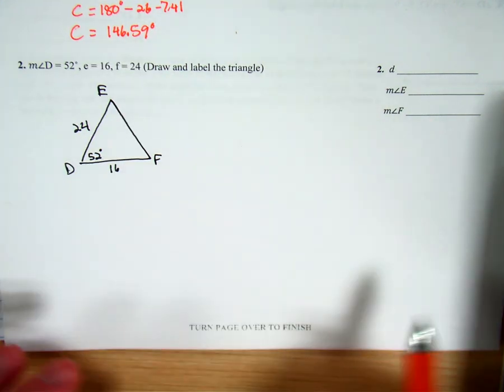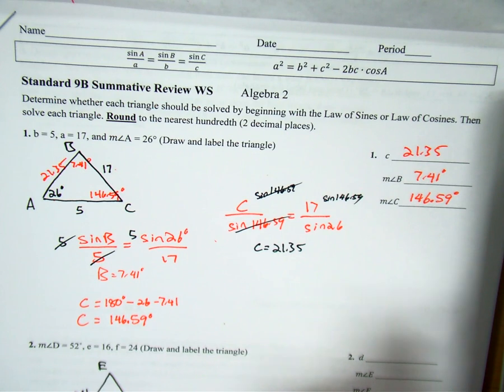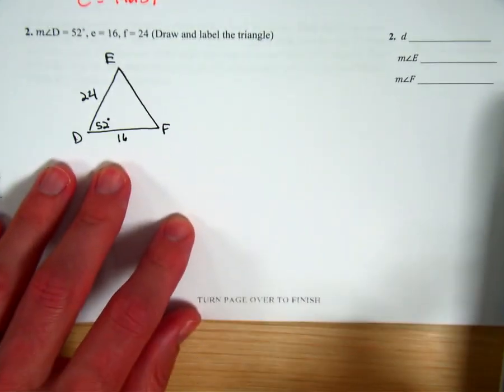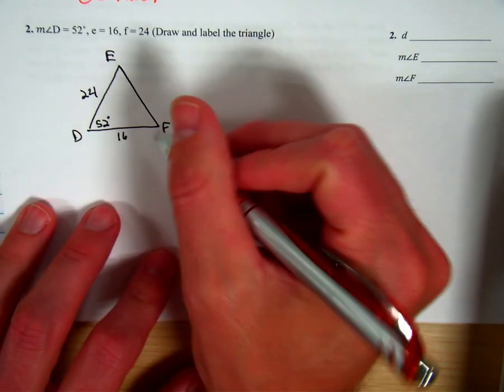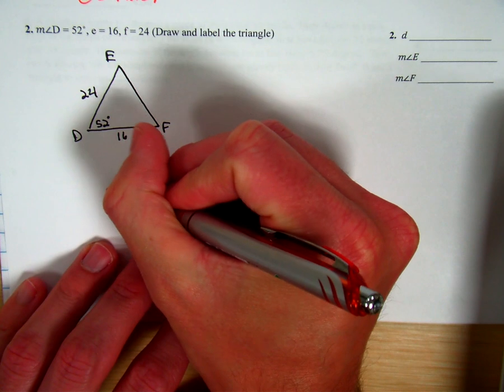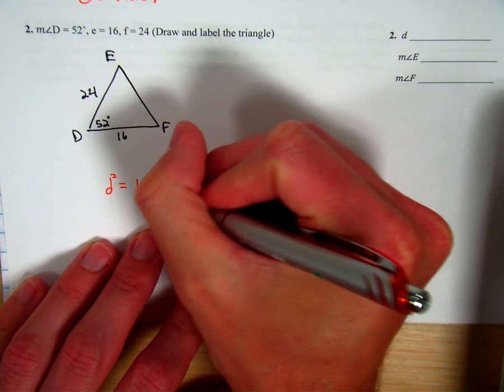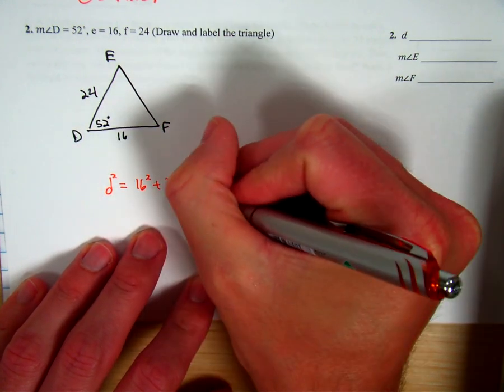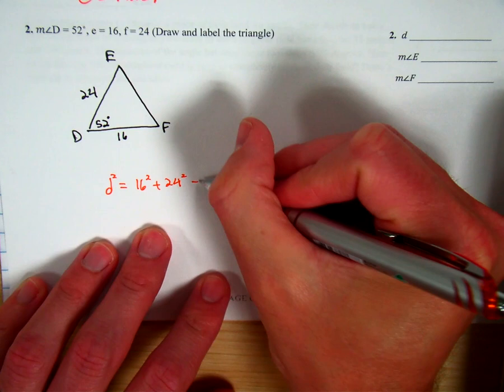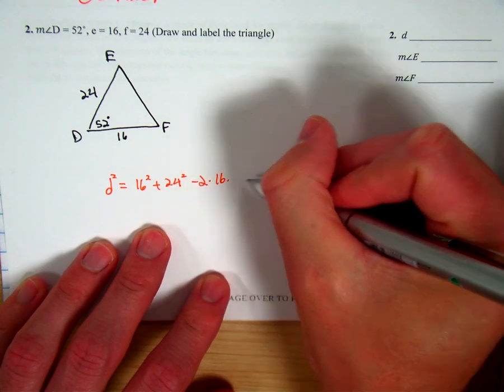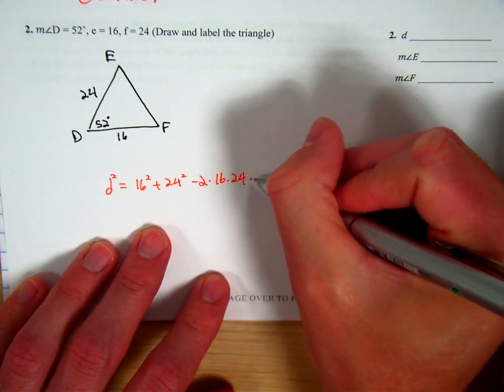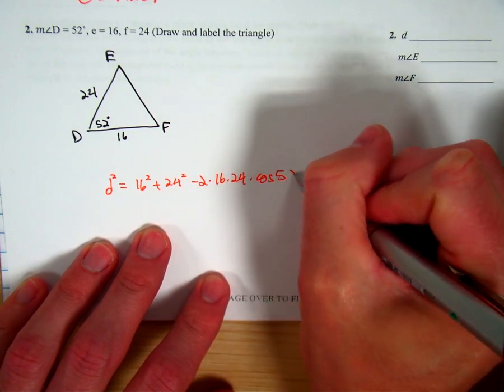Notice that they are at the top of the page. They will be there, the formulas will be there for your test. So we're trying to find side D. So we have D squared equals 16 squared plus 24 squared minus 2 times 16 times 24 times cosine of 52 degrees.